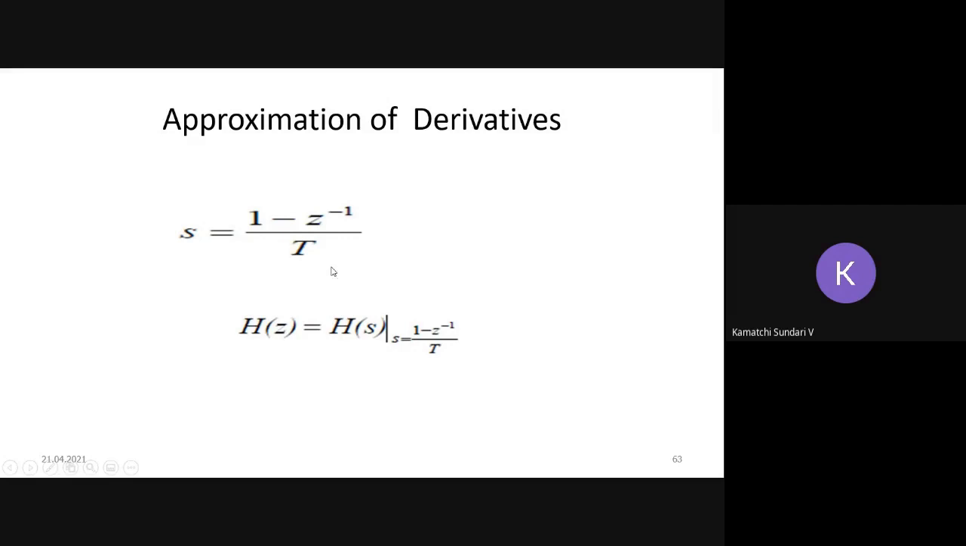As we discussed, we have three procedures. First, approximation of derivative. In the H of s equation, wherever we have s, that should be replaced by 1 minus z power minus 1 divided by capital T. Here the capital T is the sampling period. So after substituting and simplifying your equation, we will get our H of z. That is nothing but the transfer function of our digital filter using the approximation of derivative method.